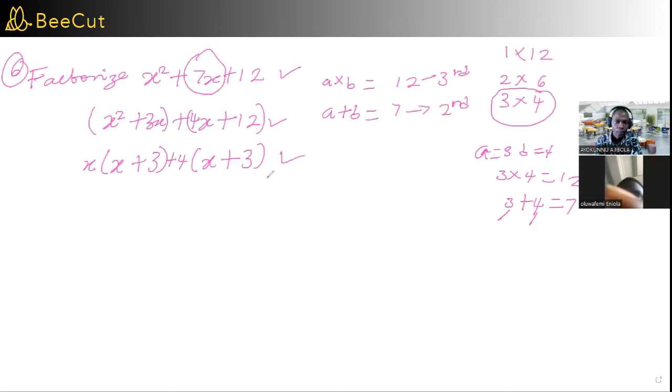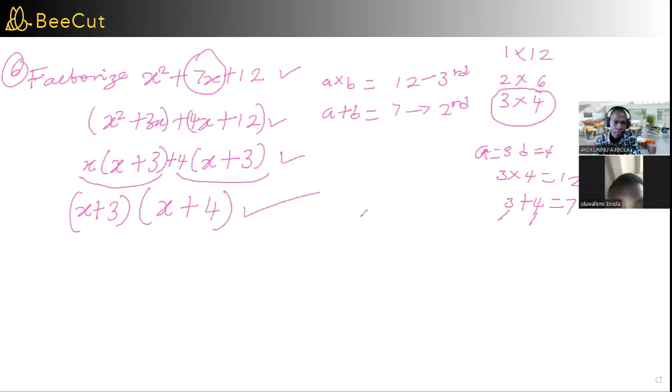Now, this is another step, but that is not your final answer. Because this side is being separated by a plus, positive sign, from this side. So this side and this side, what is common? X plus 3 is here, x plus 3 is here. So I have to say x plus 3 is common. So when I remove x plus 3 from this side, I have only x left. And when I remove x plus 3 from this side, I have positive 4. So this is my final answer.